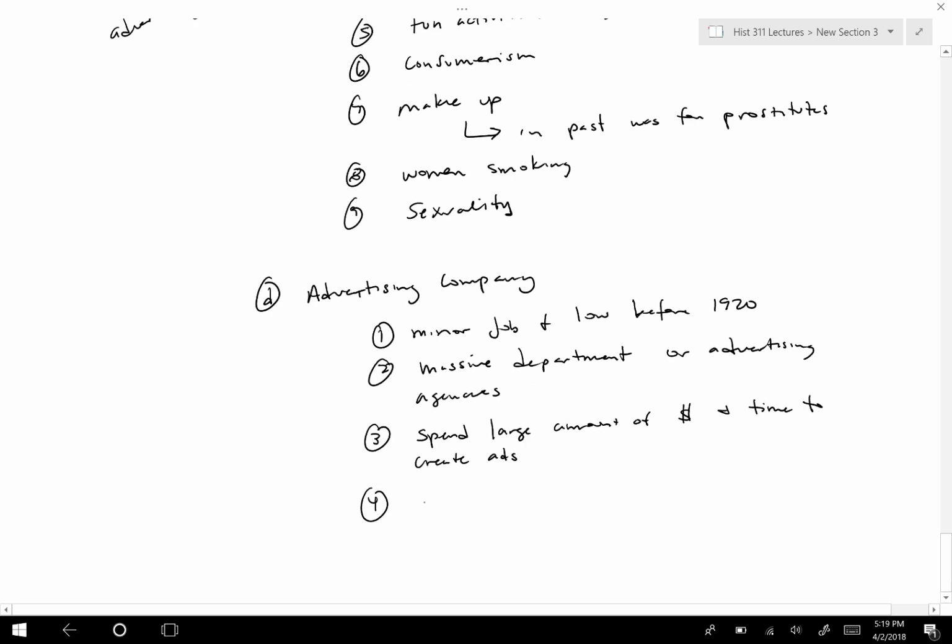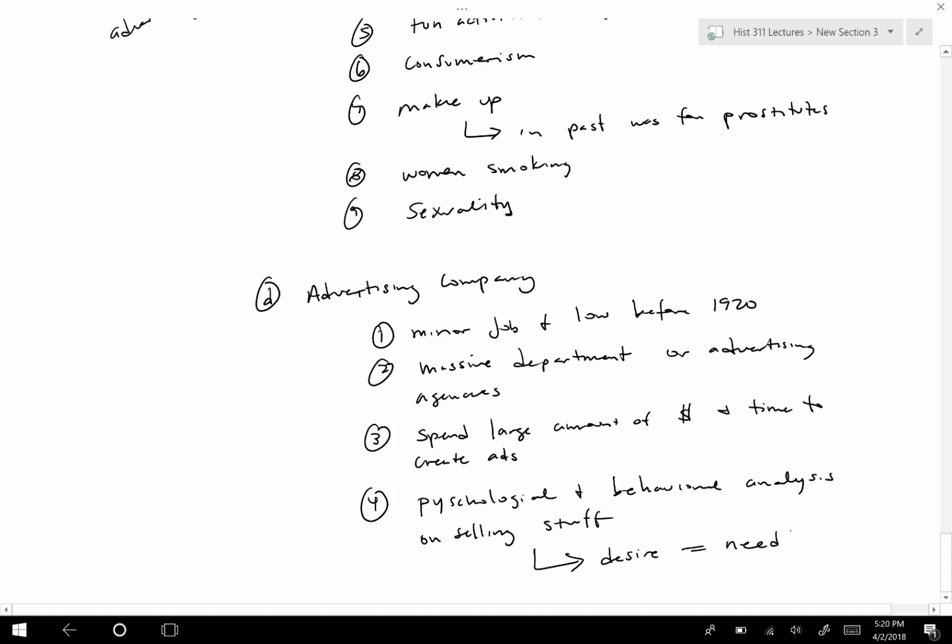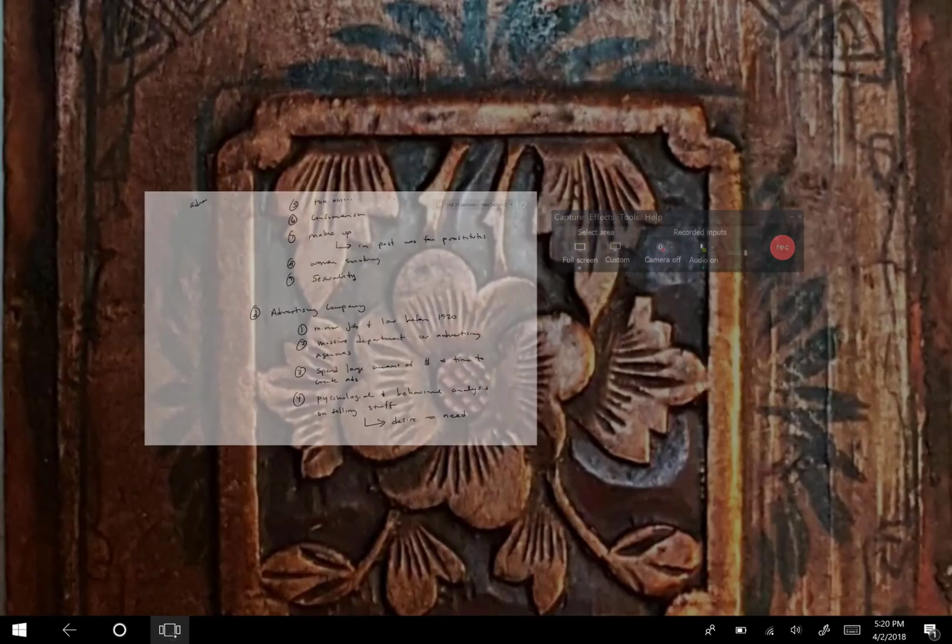And again, as I mentioned, they had this whole psychological and behavioral analysis on selling stuff, which was, again, to focus on creating this desire that they said equaled need, even though it didn't, right? I want, therefore I need. It was a whole new way of advertising.